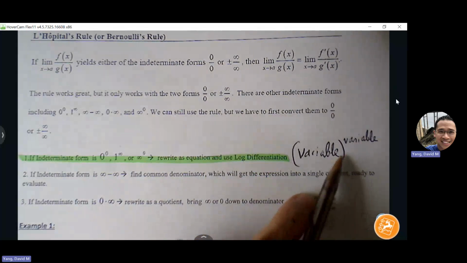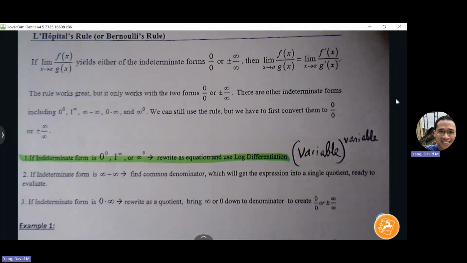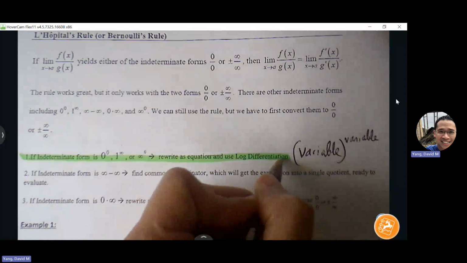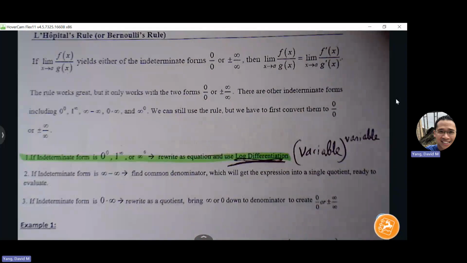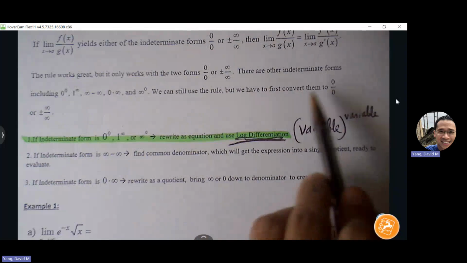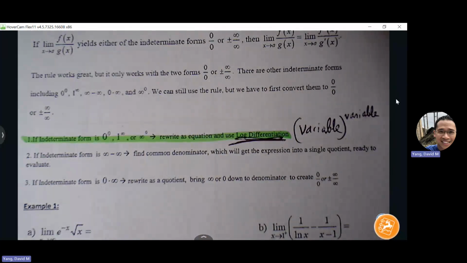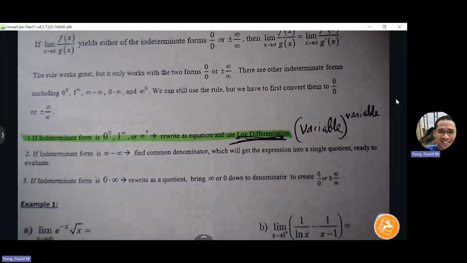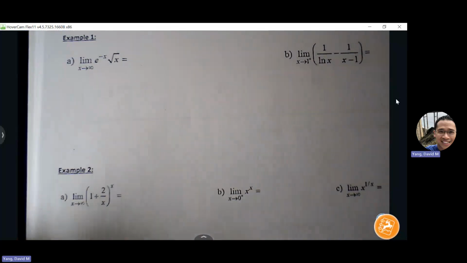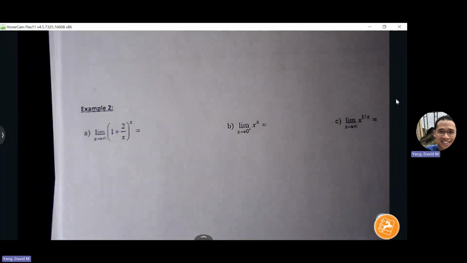But when something is not quite in the form, we have to do a little bit of cleanup. And the cleanup process is log differentiation. We're just taking the log of both sides to force that exponent to come down, to make it a little bit easier to manipulate and rearrange. So let's just look at example 2, part A.